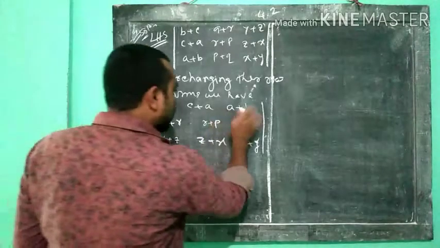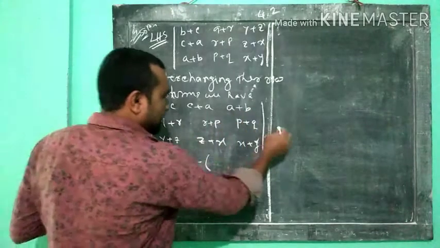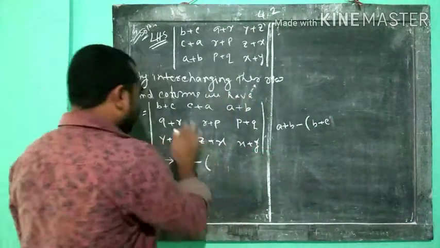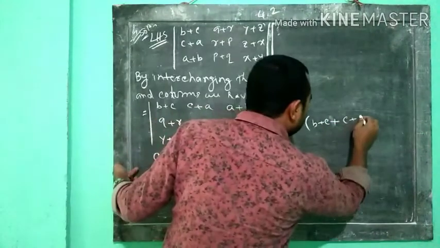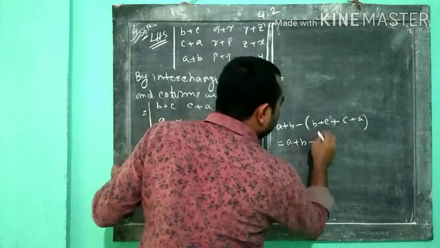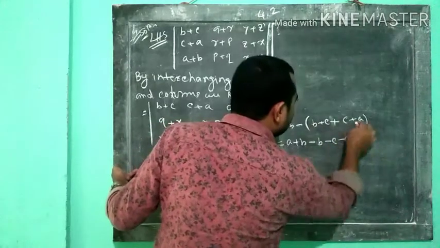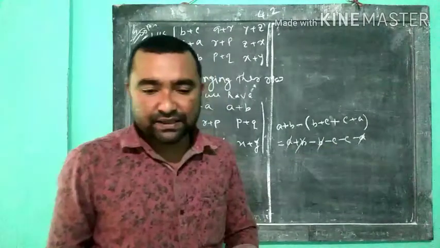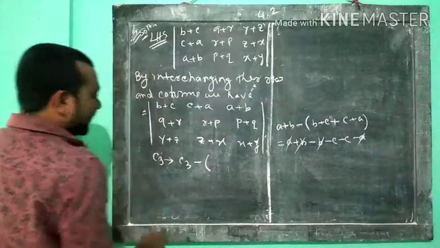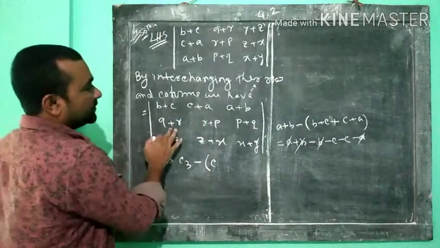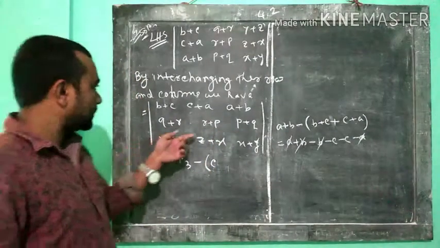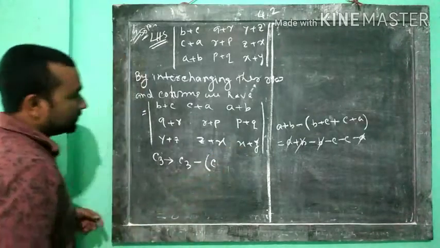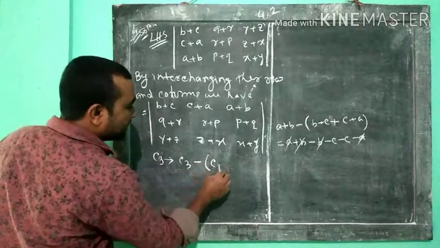Using C3 tends to C3 minus C1 plus C2. C3 is A plus B. Suppose C1 is B plus C and C2 is C plus A. Then we get A plus B minus B minus C minus C minus A. A minus A cancels out, B minus B cancels out, so we have minus 2C. In this row we have minus 2R, and in this row we have minus 2Z. So here C3 tends to C3 minus C1 plus C2.